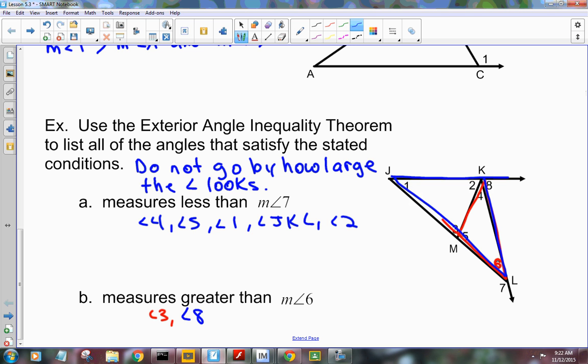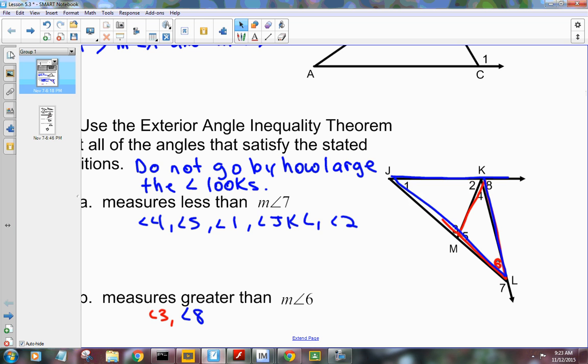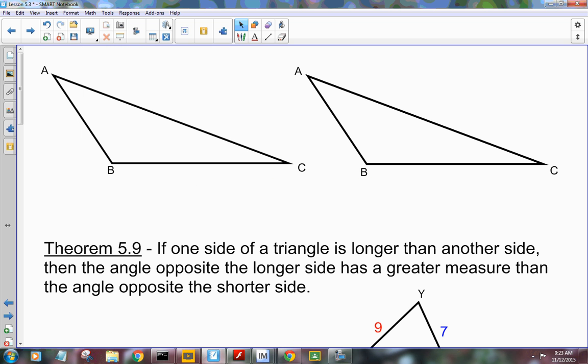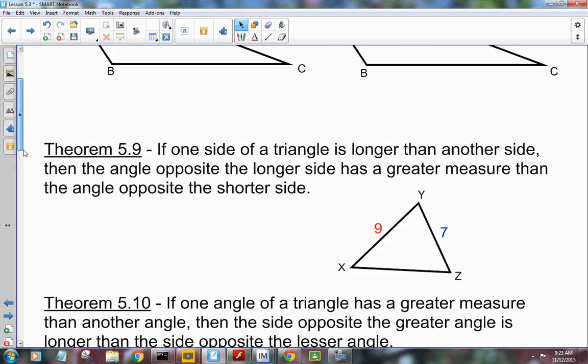Alright, I think that's it because I don't think there's any other exterior angles that we could utilize. Any questions on what I did there? Okay, remember, your exterior angle is greater than either of your remote interior angles. Alright, now, I'm going to come back to these two triangles here in just a second, okay?